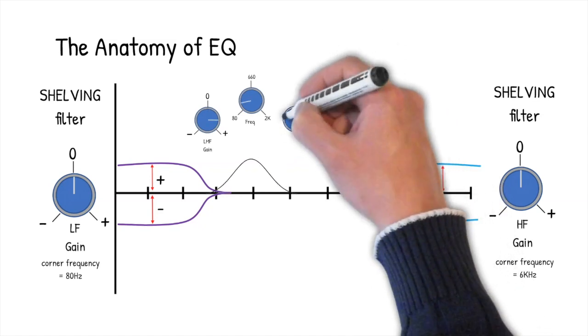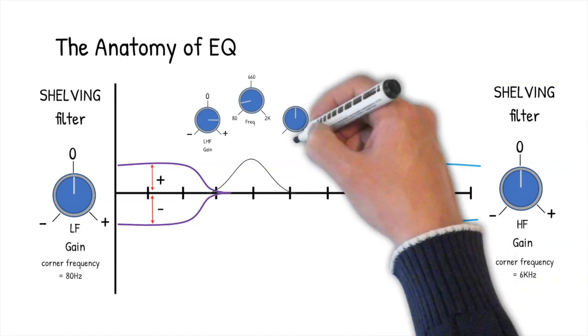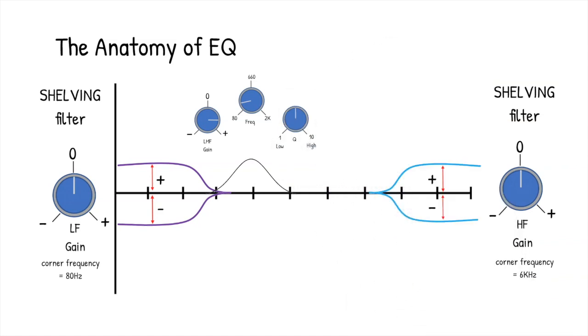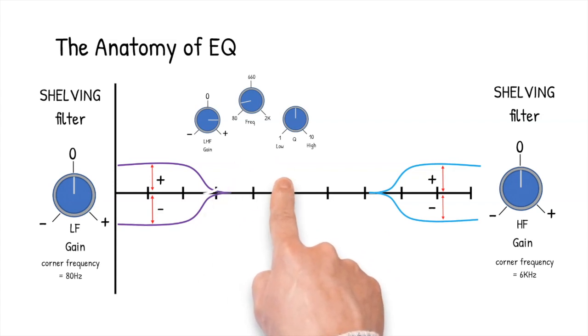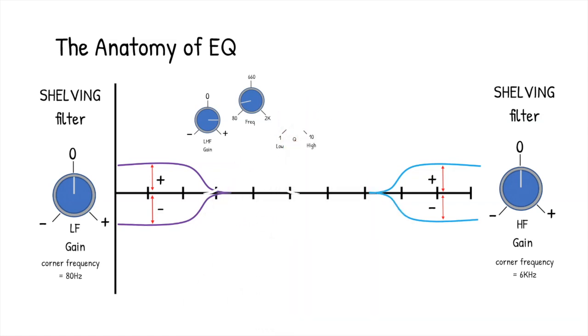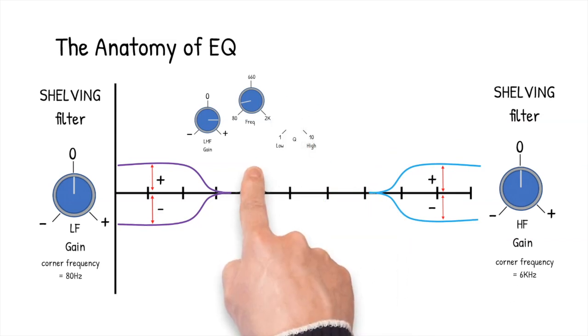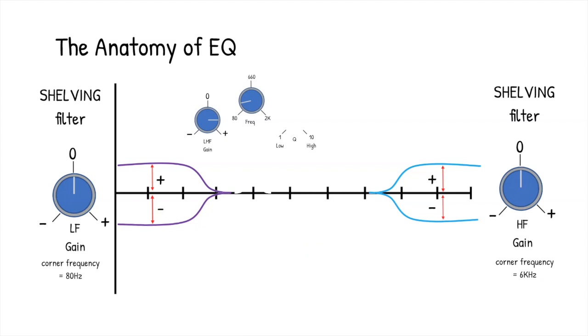The last control is called the Q control, or the bandwidth control, which is perhaps a little bit more descriptive of what it does. This changes the overall width of the filter. Q, by the way, stands for quality factor. A narrow bandwidth that affects a few frequencies is called high Q, like this, and a wide filter that affects a lot of frequencies is called, perhaps unsurprisingly, low Q. And in the middle, here, we have a mid Q, or mid quality.